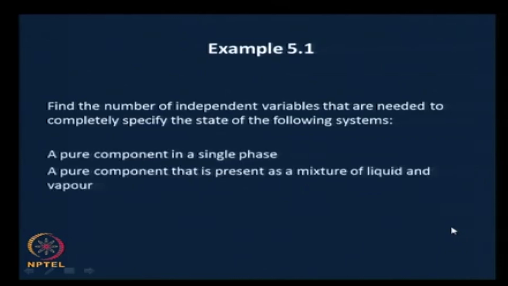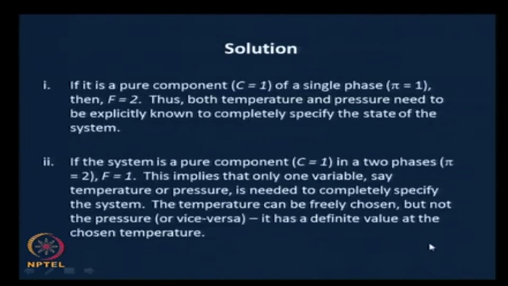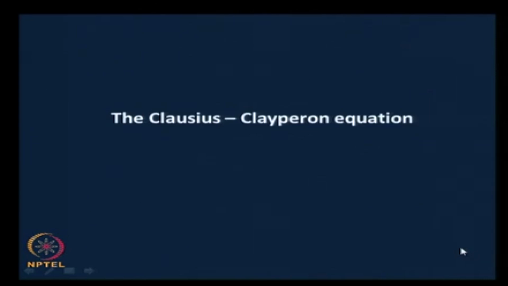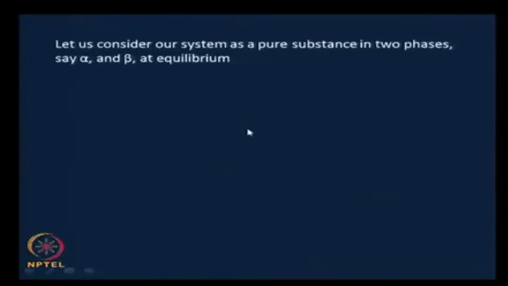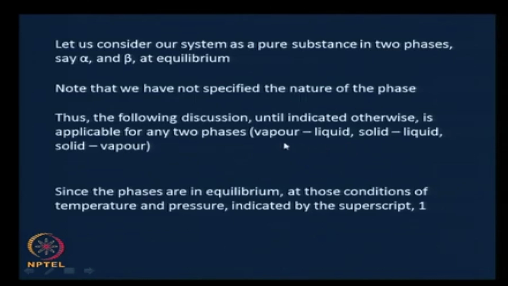Then we worked out an example to calculate the degrees of freedom in a couple of systems, and then we looked at the so-called Clausius-Clapeyron equation. To remind you, the Clausius-Clapeyron equation is valid for any two phases in equilibrium. It could be a solid-liquid, a liquid-vapor, or a solid-vapor phase, and so on. These are three combinations that are possible, and they should be two distinct phases actually.